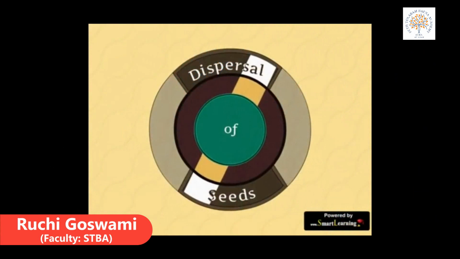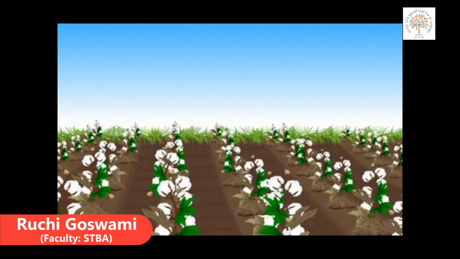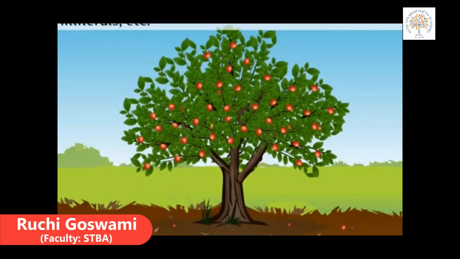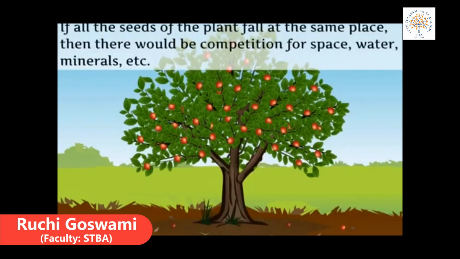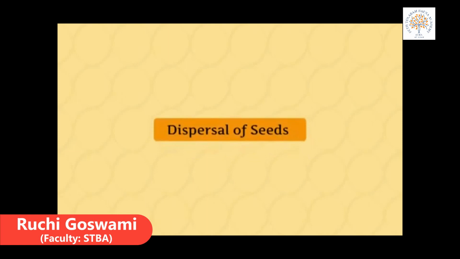So here is a short summary of what we have learned in this session. Dispersal of seeds. As plants cannot move from one place to another, nature helps them by dispersing the seeds of plants to different places. If all the seeds of the plants fall at the same place, then there would be competition for space, water, minerals, etc. As a result, the seeds will not grow properly into plants. Therefore, the dispersal of seeds is very important.